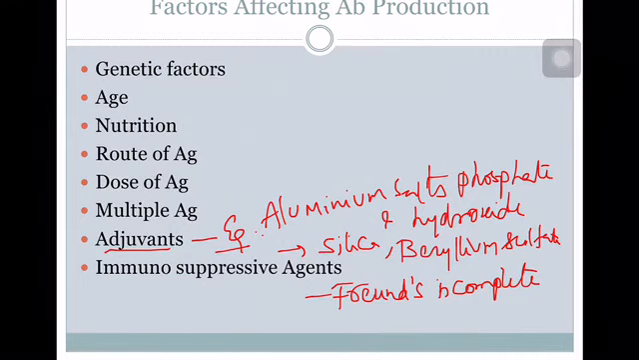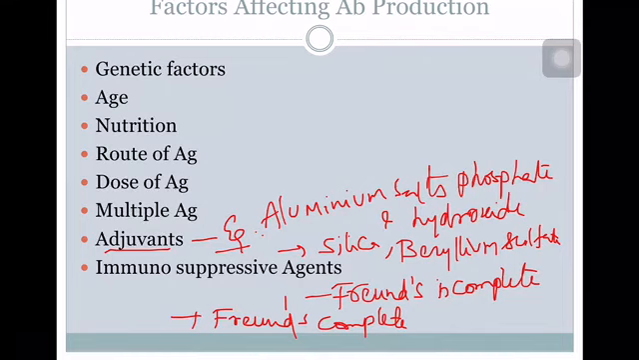That is used as Freund's incomplete adjuvant. The potent adjuvant is Freund's complete adjuvant. Tubercle bacilli are incorporated in the incomplete adjuvant, which makes the Freund's complete adjuvant. It is more potent in increasing the immunogenicity of an antigen.